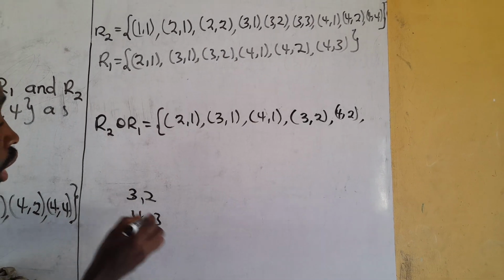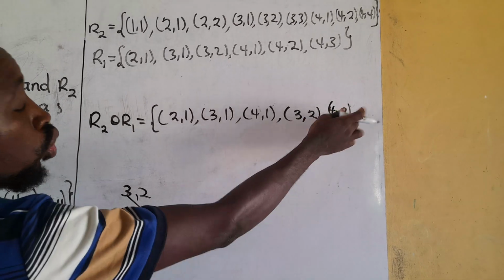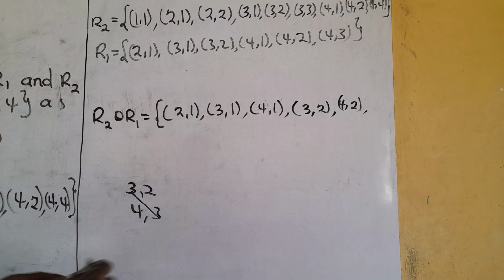Okay, 3 2 against 4 3. 3 corresponds with 3. Then we have the other pair 4 2. That 4 2 is already there, so we are good to go.